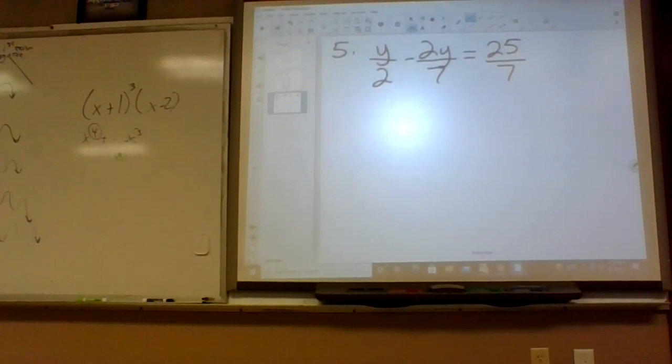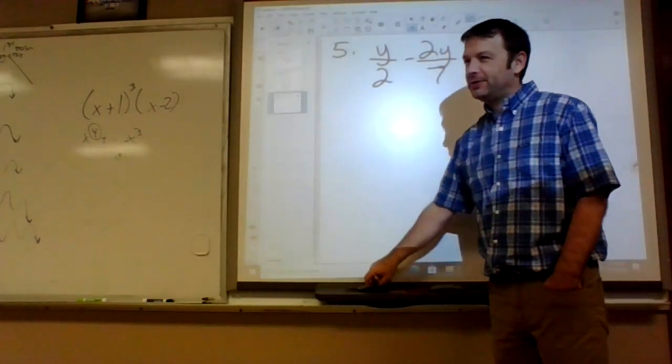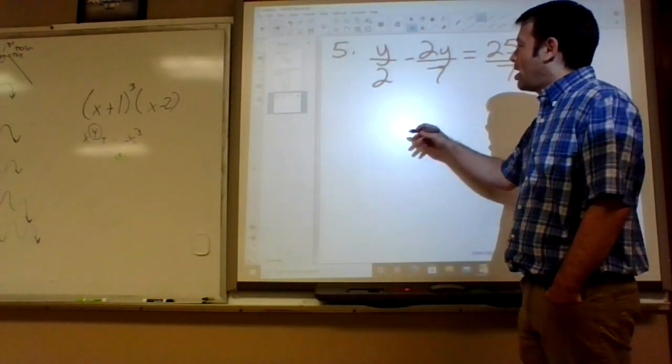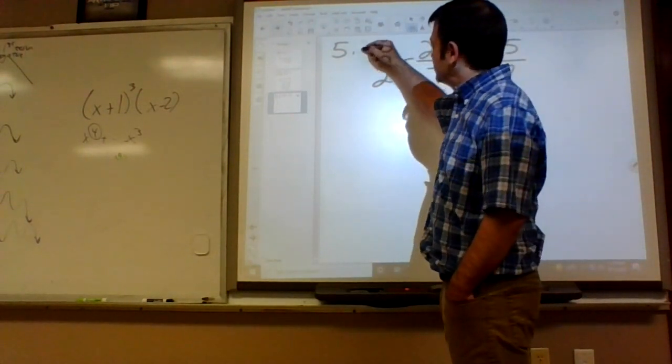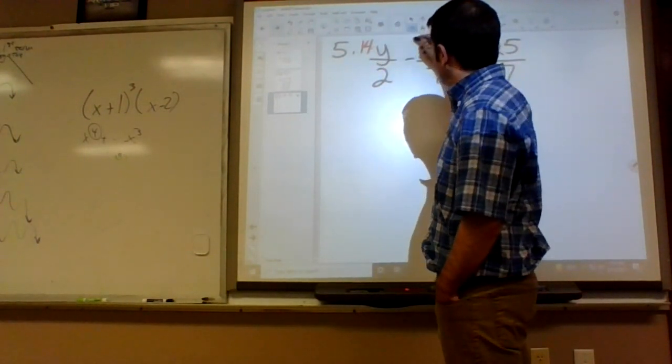All right, what's our first step again? Find the denominators, like 14. 2 times 7 is 14. The least common denominator. Yeah, they all go into 14.